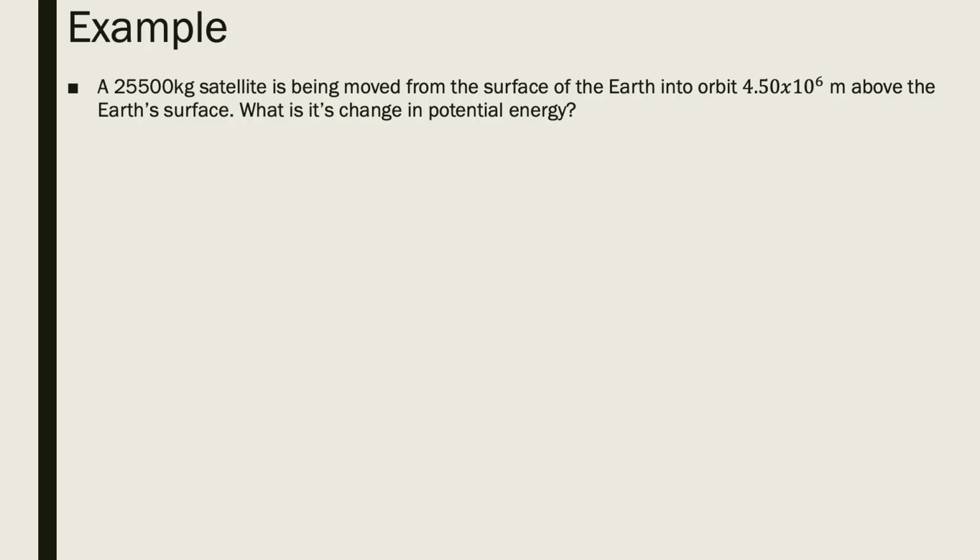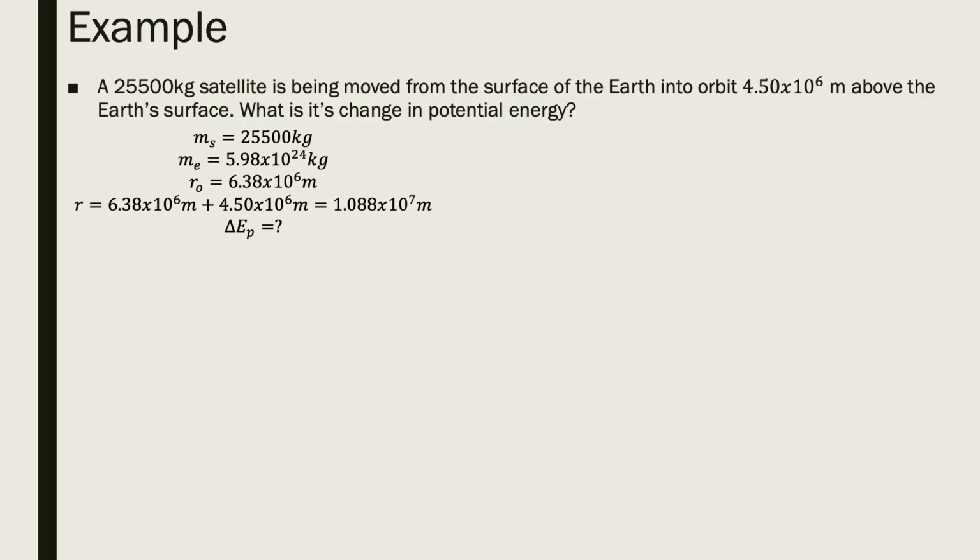So we'll start by writing out what information we have. We know the mass of the satellite is 25,500 kilograms. We know the mass of Earth is 5.98 times 10 to 24 kilograms. We know the radius of Earth, which is our initial height, is 6.38 times 10 to the 6 meters. And we know our final R would be that surface height, or the radius, plus how high above the surface, which would be 1.088 times 10 to the 7 meters.